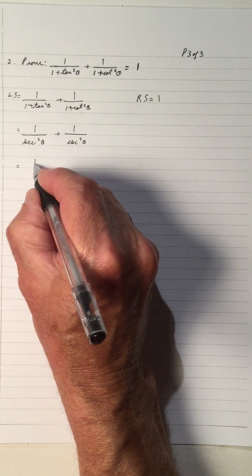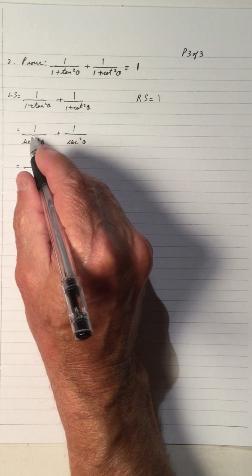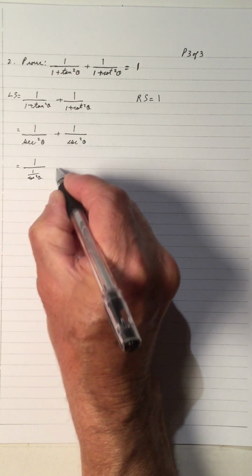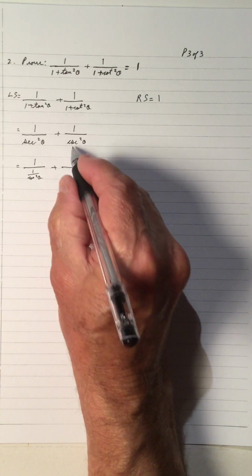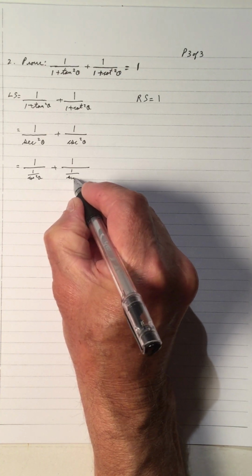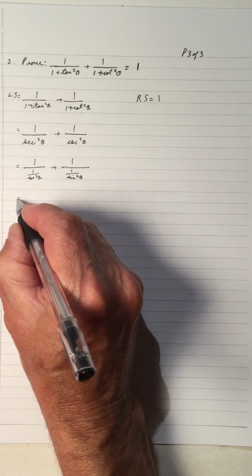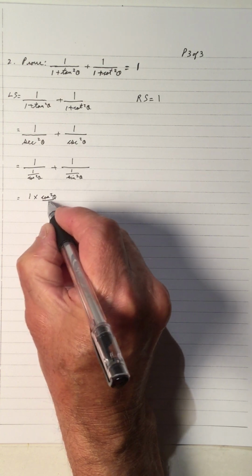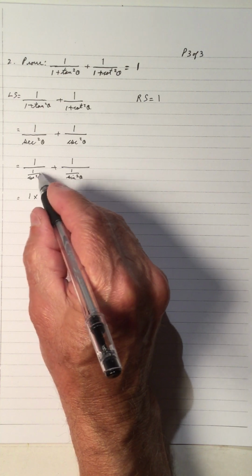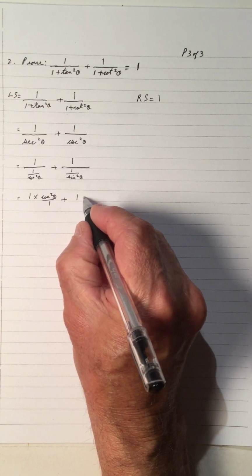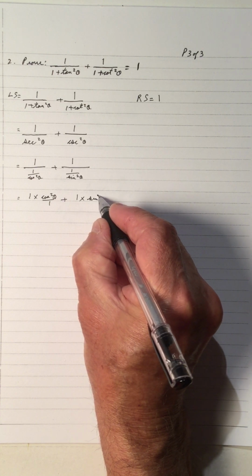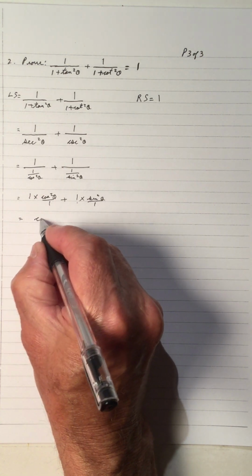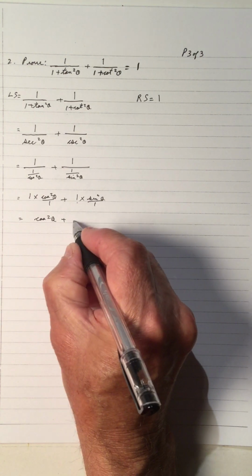And we have 1. So notice secant squared is 1 over cos squared. And cosecant squared is 1 over sine squared. And that gives us 1 times cos squared over 1, so we're multiplying by the reciprocal. And this is 1 times sine squared over 1. Multiply, that's cos squared. And that's sine squared.